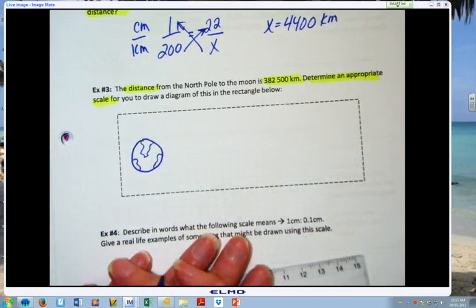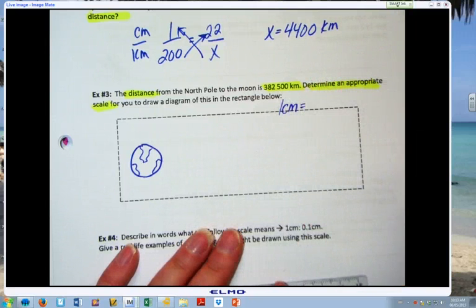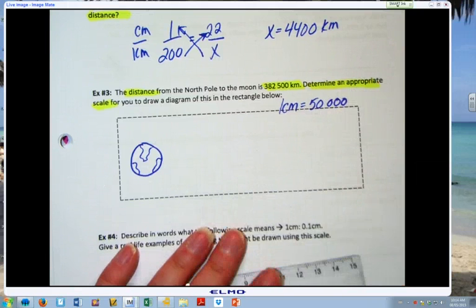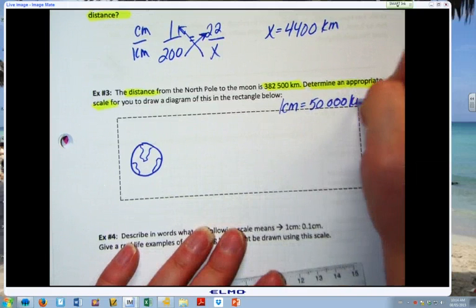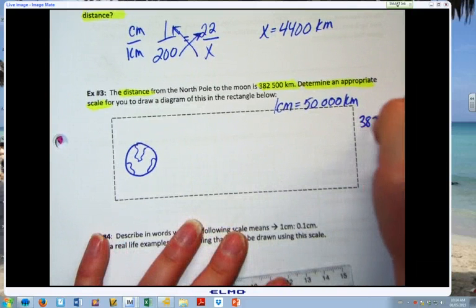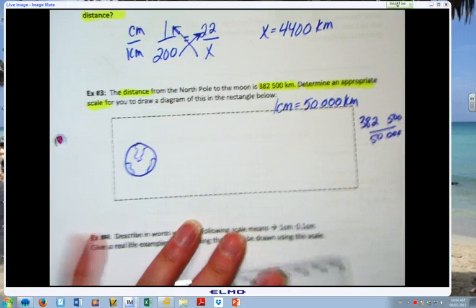What scale did we just choose? 1 centimeter is going to equal 50,000. Okay, so then we're taking 382,500 divided by 50,000.